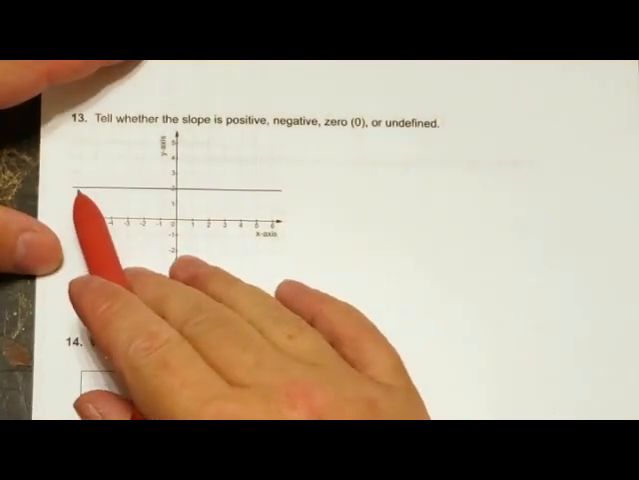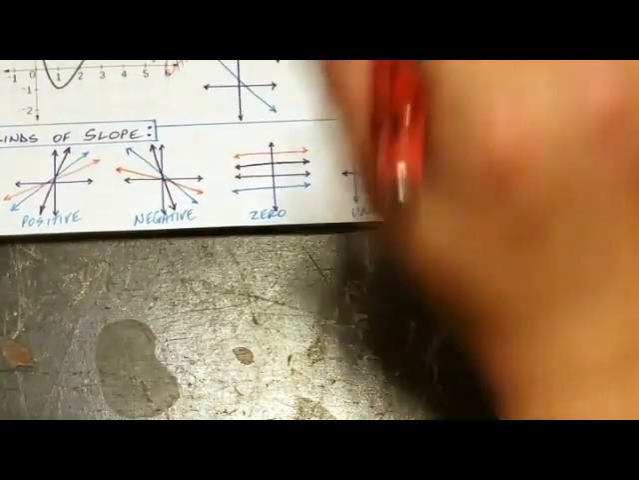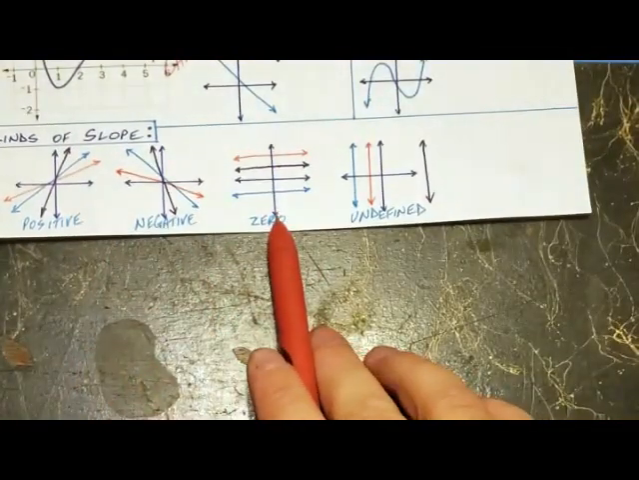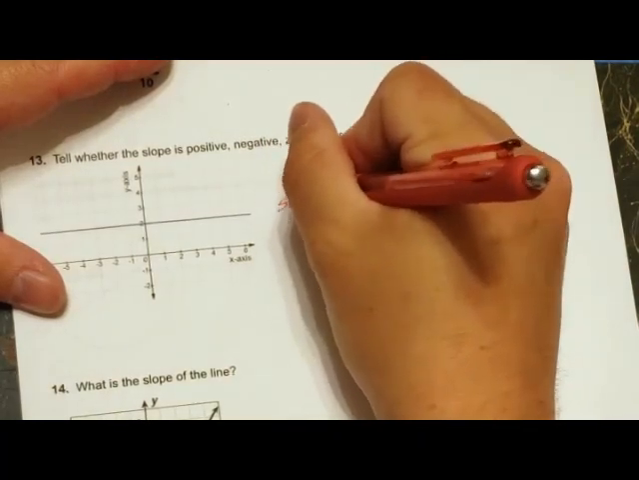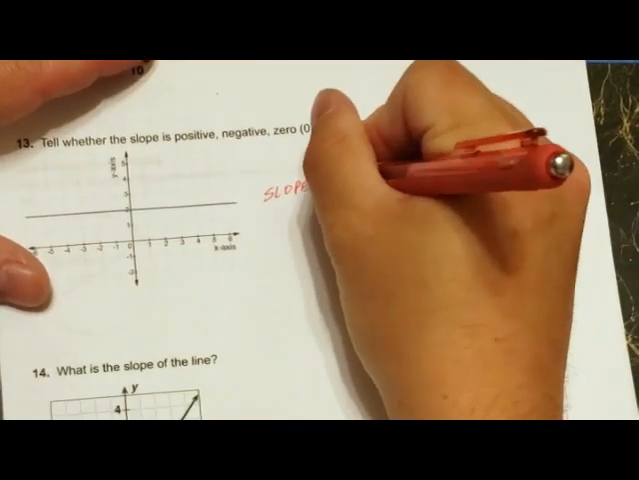Number 13 says, tell whether the slope is positive, negative, 0, or undefined. Which one was parallel to the x-axis? All right, which one was parallel to the x-axis? That was a 0 slope. So the slope of this line is 0.